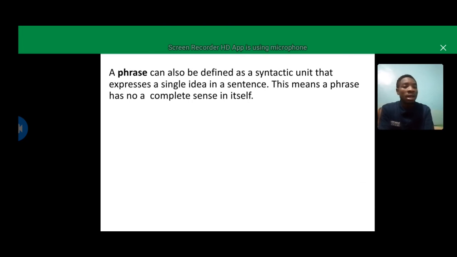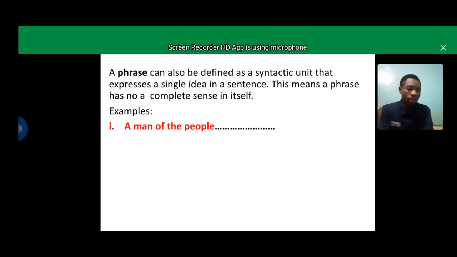In other words, a phrase can also be defined as a syntactic unit that expresses a single idea in a sentence. This means a phrase has no complete sense in itself. For example, when you say a man of the people and then you end up there, this syntactic unit has no complete sense. So we need to know what he has done. Another example, the beautiful woman, and then you end up there. So we need to know what the beautiful woman has done.